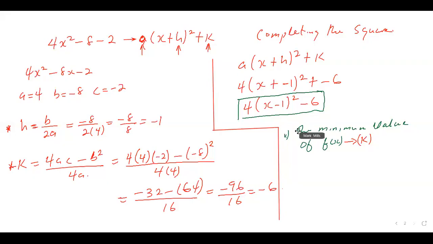Now remember the second part: if they ask you for the minimum value of fx, they ask you for the value of k. What is our value of k? -6. So the minimum value they are looking for would have been -6. Okay, what's the next question, please?